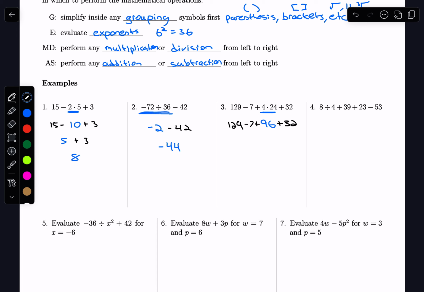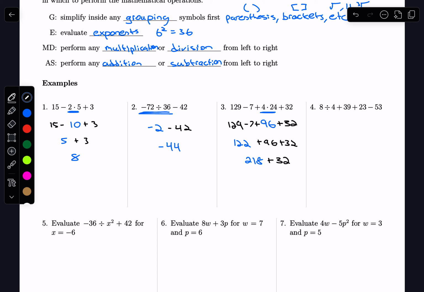And now that I just have subtraction and addition left, I just work from left to right. So 129 minus 7 is 122, and the rest of the problem is going to stay the same. Then I can add 122 and 96. That is 218.